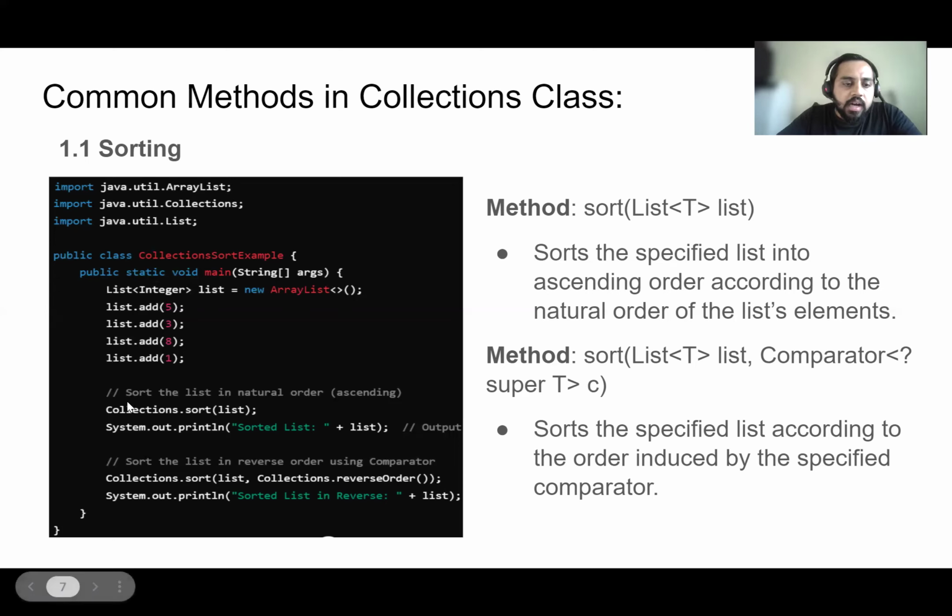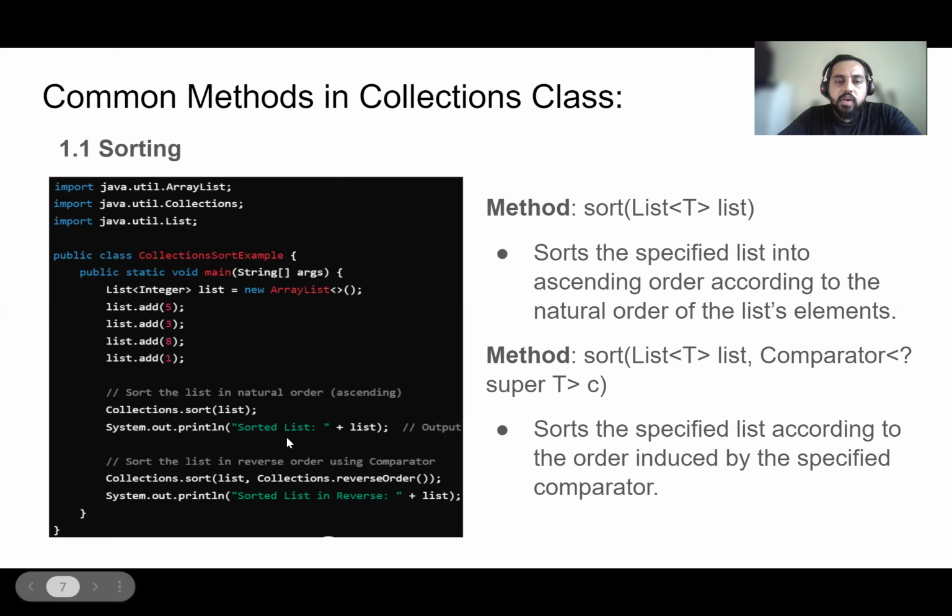After that, I'm calling this utility class method, Collections.sort, which is a static method in this Collections utility class, where I'm passing this list, the reference variable. What it will do is first sort with the natural order, meaning ascending order. It will sort this entire list into ascending order. If I print this, I'm getting ascending order, like 1, 3, 5, 8.